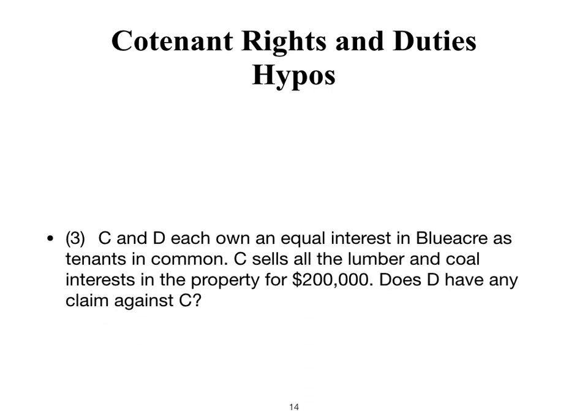All right, Hypo 3. C and D each own an equal interest in Blue Acre as tenants in common. C then sells all the lumber and coal interests in the property for $200,000. Does D have any claim against C? Yes, D does have claims against C. D can bring an action for accounting and ask for $100,000 that were generated from selling the lumber and coal interests.